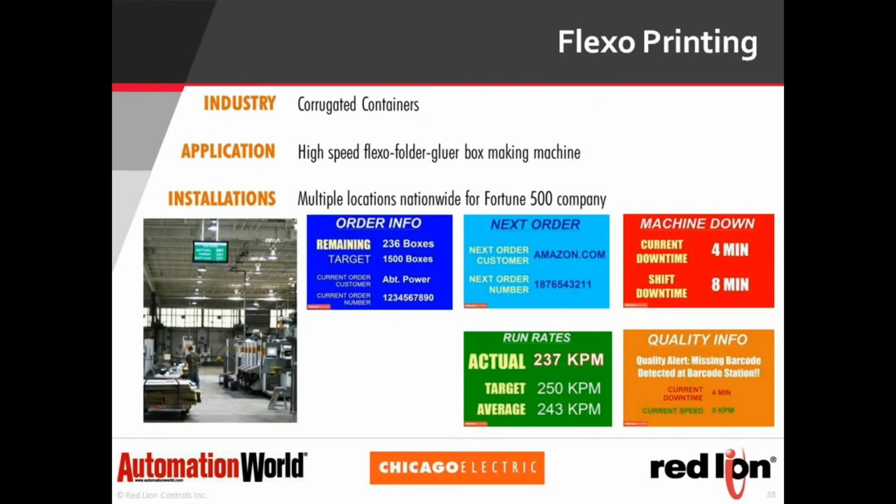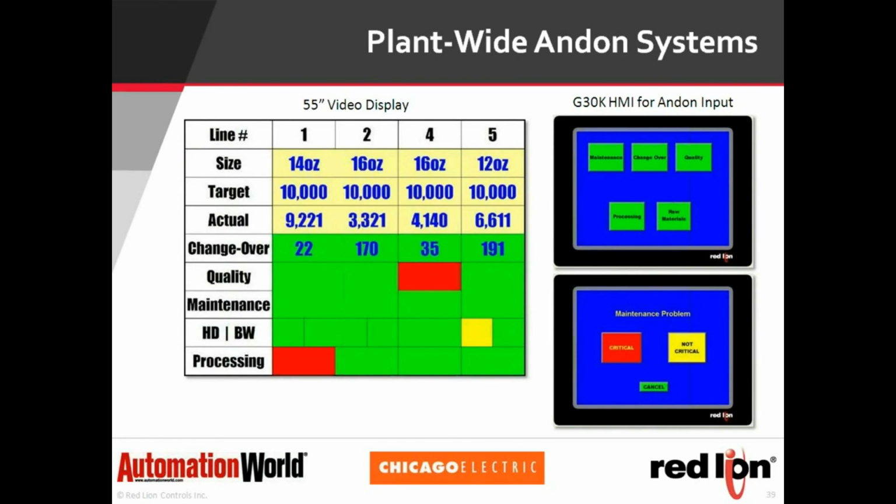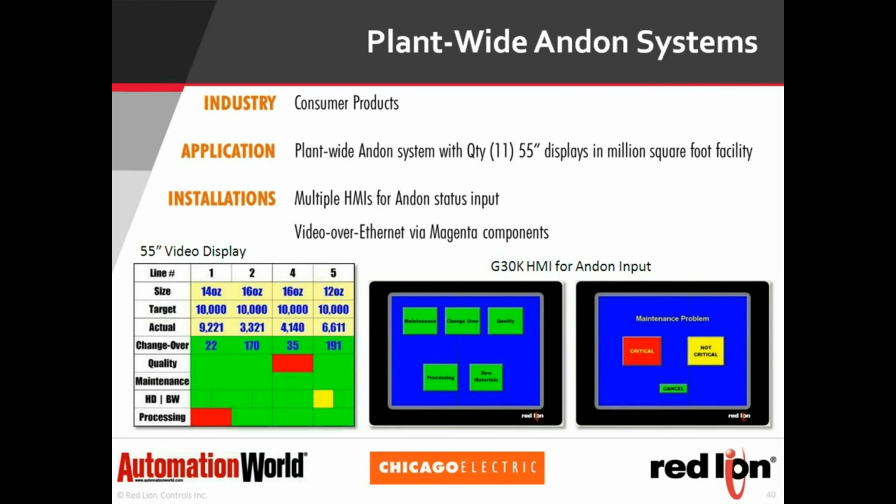The next example is a classic Andon system. This was a greenfield consumer products plant in Pennsylvania. This is a 1 million square foot facility. They put in 11 55-inch displays all over the plant to display real-time Andon conditions. So the screen on the left was pretty much the permanent Andon screen, and the values, the red and yellow and green boxes would change based on real-time conditions.